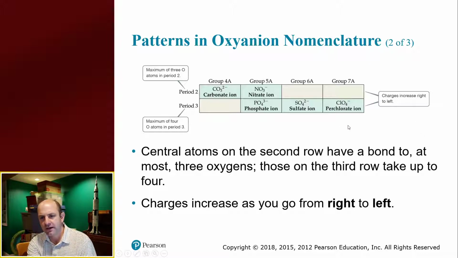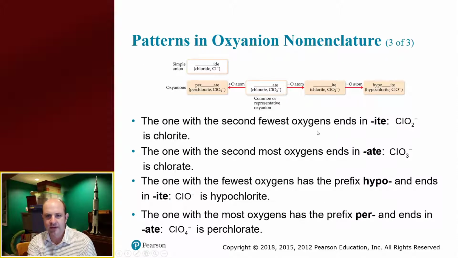All right, now let's go back and talk about this perchlorate. If there's 3 or 4, the one with the second fewest oxygens ends in ite, so ClO2- is chlorite. The one with the second most ends in ate, so ClO3 is chlorate. When we have the one with the fewest, that's where we use hypo, and still with the ite, so ClO is hypochlorite. And the one that has the most oxygen starts with per, so perchlorate.